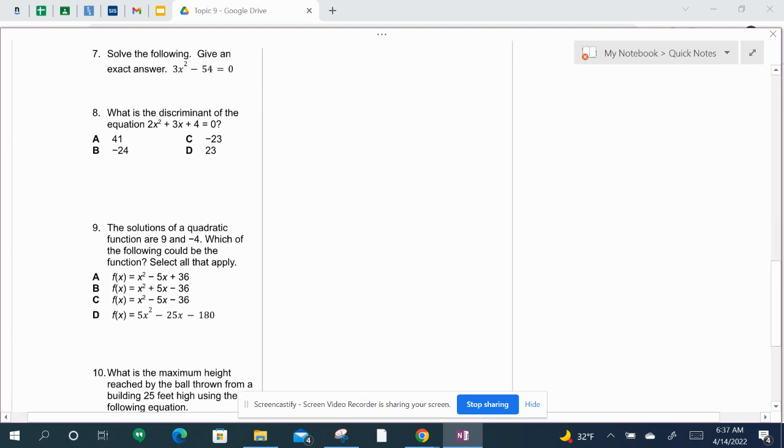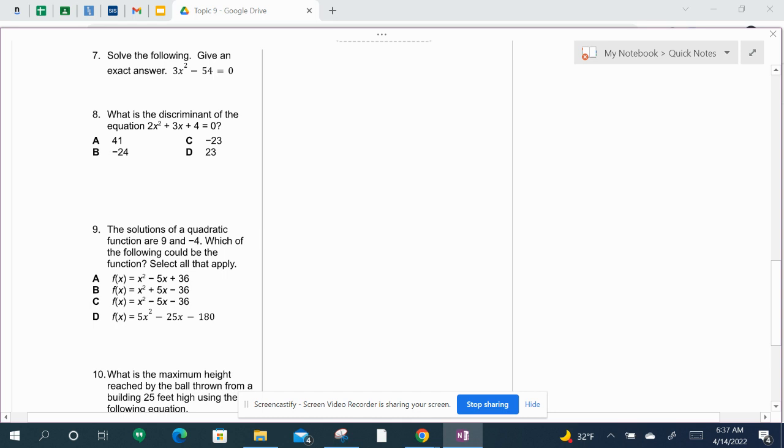Number 7 says solve the following, give an exact answer, and it's 3x squared minus 54 is equal to 0. Again, since I noticed there's no bx term, I'm going to use the square root method on this one. Absolutely could use quadratic formula, just noticing since there's no b term, we'd put a 0 in for b. But I think square root's a little faster, so I'm going to start with 3x squared minus 54 is equal to 0.